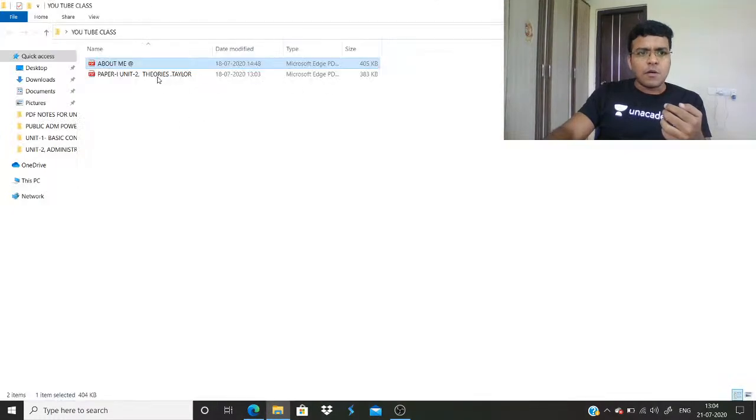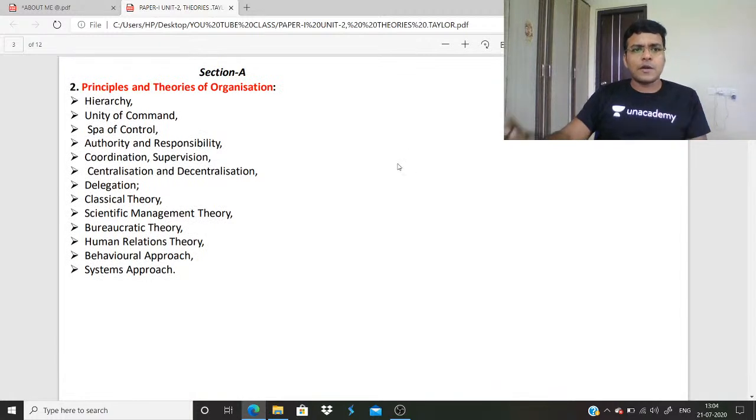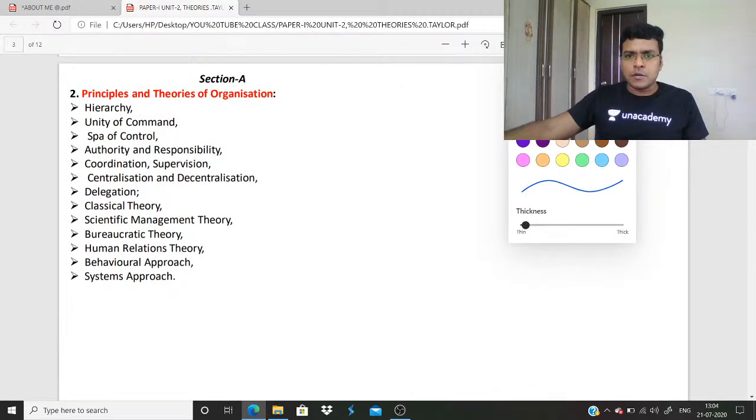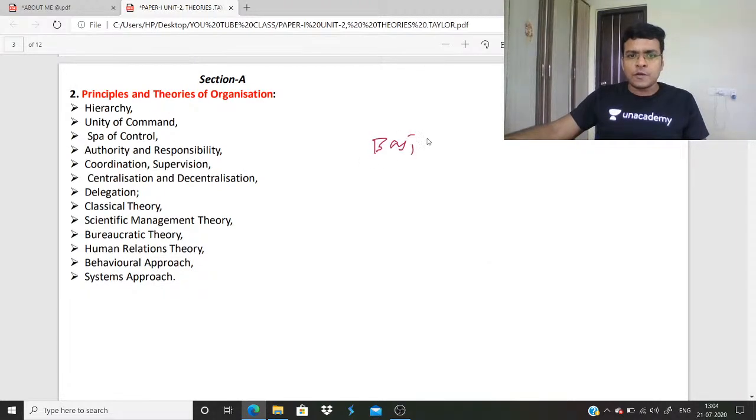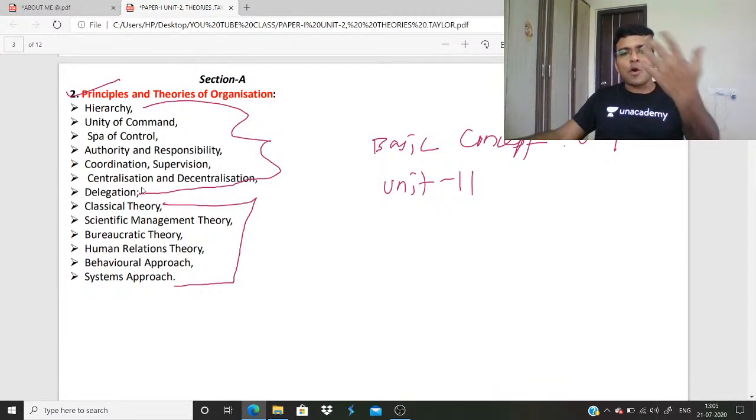Next, this is your paper 1 unit 2. Again, for everyone, I say one thing: don't start with the basic concepts of unit 1. Start reading with unit 2. After completing classical theory, scientific management, bureaucratic, human relation, behavioral and system approach, you read all this, so you will have a proper understanding.